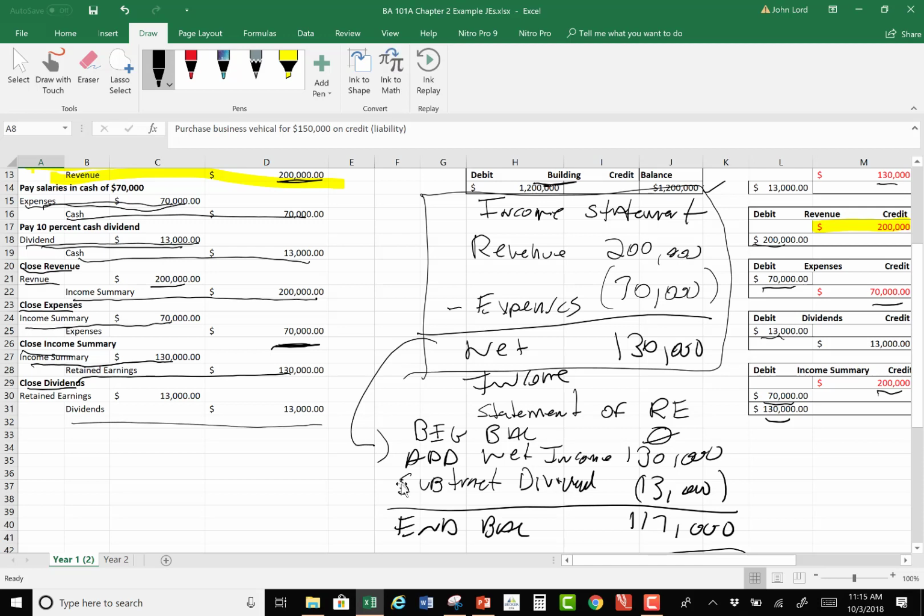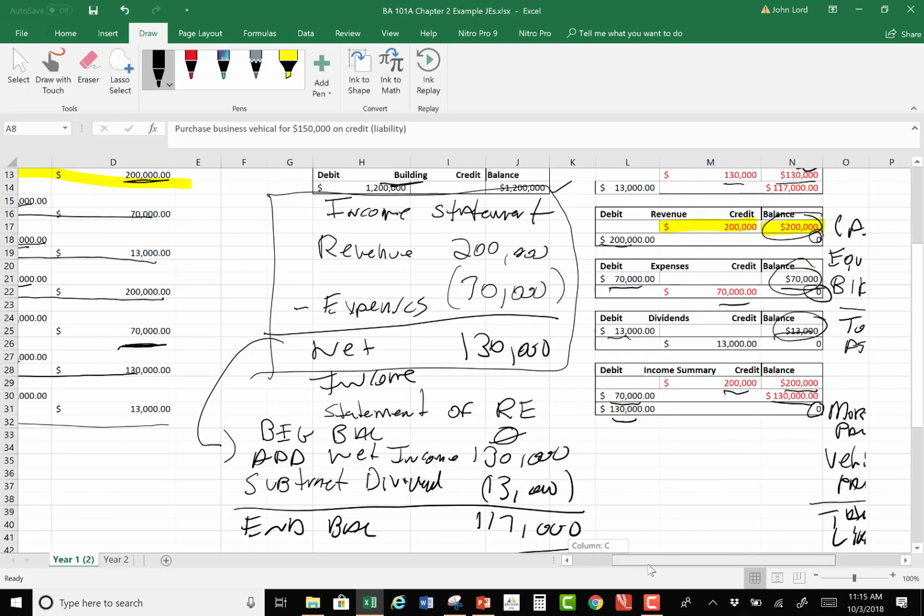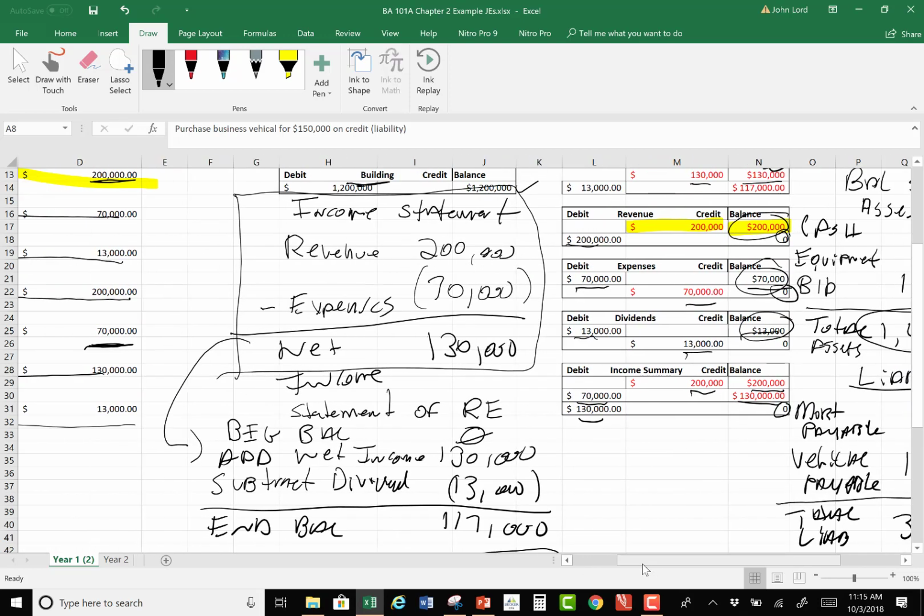Credit the dividend, don't I? And when I credit dividend for 13,000, that brings this to 0, which is what I want it to be because I'm going to keep track of my dividends by year. So dividend is now 0. I debited when I paid it. I'm crediting it now. It's 0, isn't it? Which is what I want.